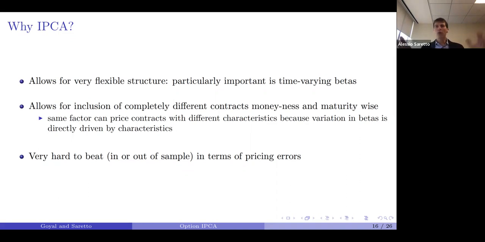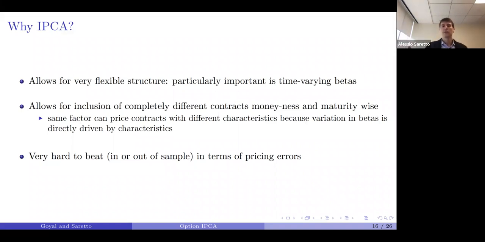IPCA allows you to pack all of this together, because all these characteristics are controlled in the beta. The beta is allowed to vary according to all these characteristics. So basically, you can have one set of factors that prices everything, where all the adjustments between one type of contract and the other are taken care of by the betas. And going back to Christian's comment, you don't have to stick with linear betas either. We use linear betas, but you can have any sort of functional form you want.